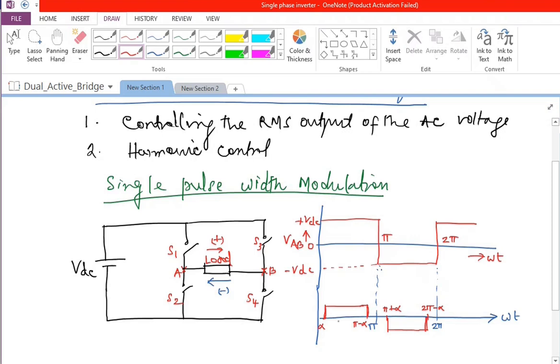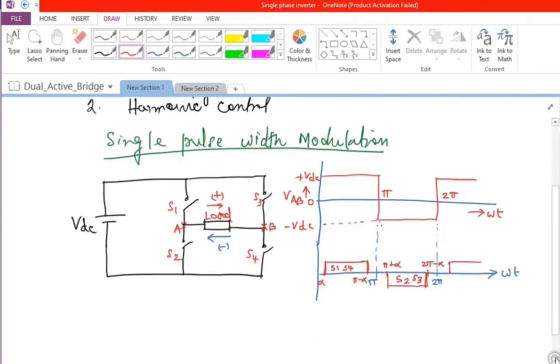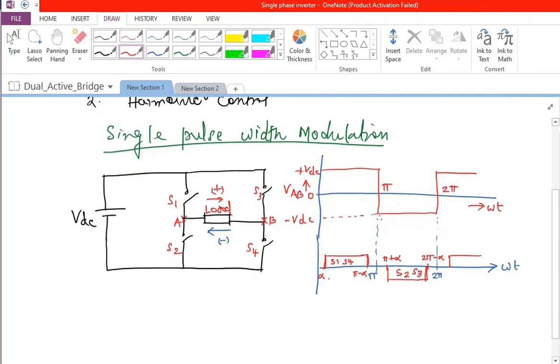So that means we are going to fire S1 and S4 during this positive half cycle from alpha to pi minus alpha. And we are going to fire S2 and S3 during this interval. The same thing is going to continue for the next cycle as well. So what happens is there is no voltage from 0 to alpha.